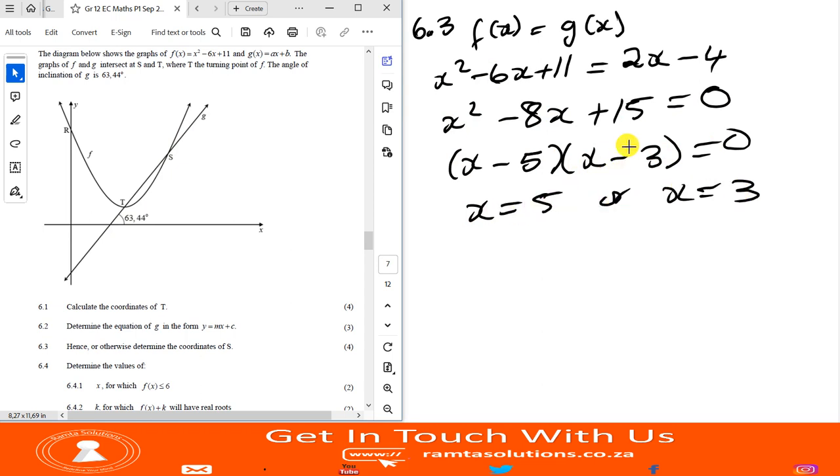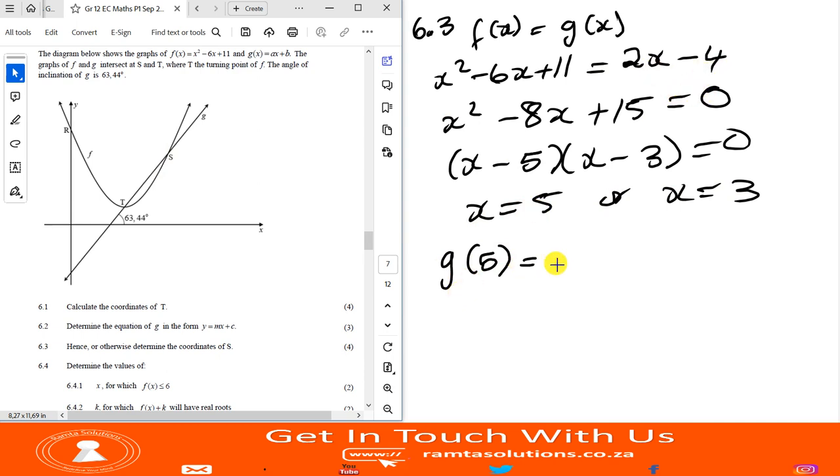The x of 3, we got it. Now we need this one. Remember, we're determining the coordinates of S. So now let's say g of 5. Whether you say g of 5 or f of 5, it doesn't matter. Since you got x values, you can substitute these x values into either f or g. You will get the same value. The reason I'm substituting into g is because I can find it faster.